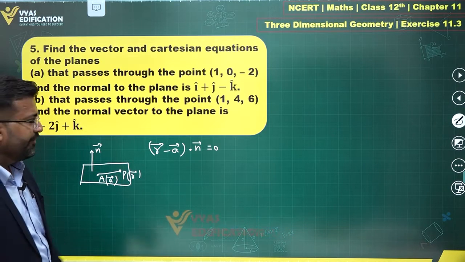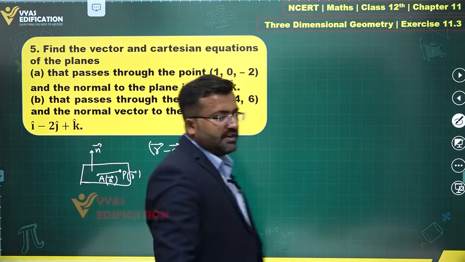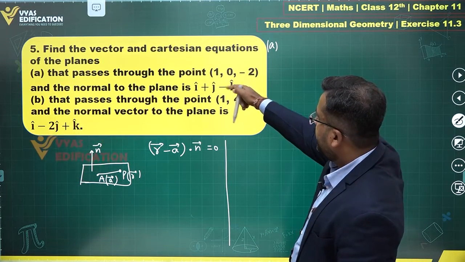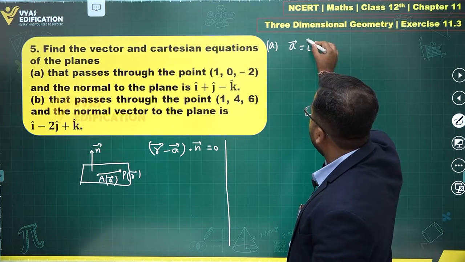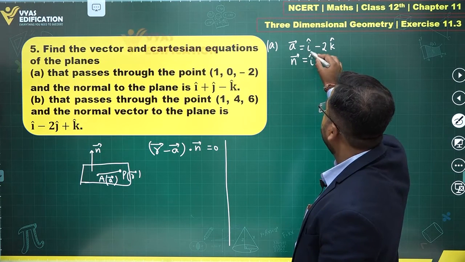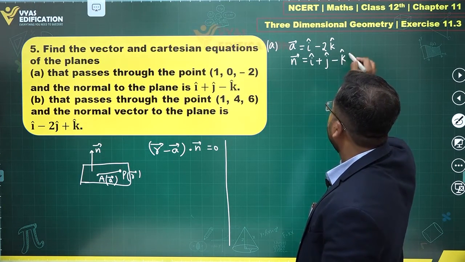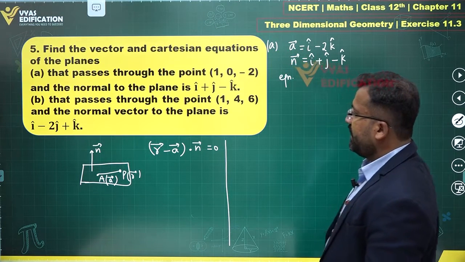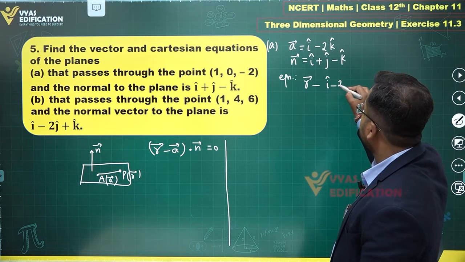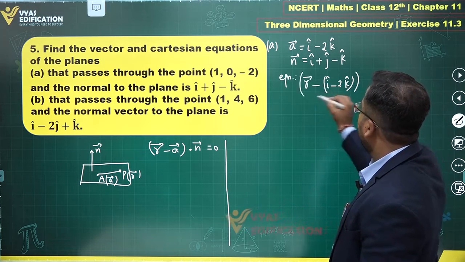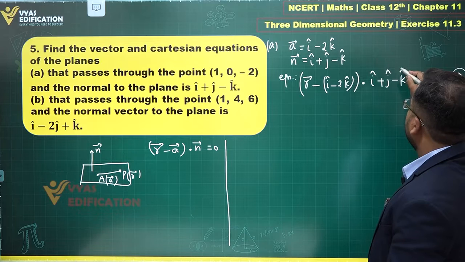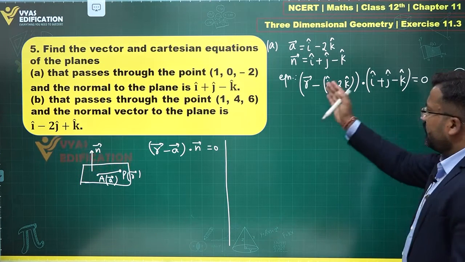This question is similar, both the questions are similar. So let's talk about the first part, part A. This passes through the point this, so A vector is equal to i cap minus 2 k cap. N vector is i cap plus j cap minus k cap. The equation of the plane will be R vector minus, in the bracket, i cap minus 2 k cap, dot with this i cap plus j cap minus k cap. This equals 0.